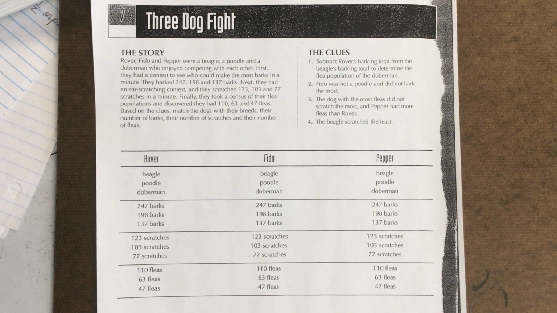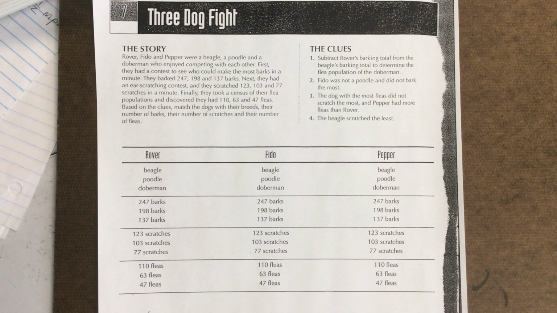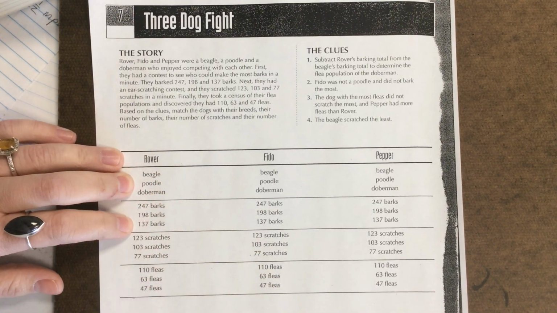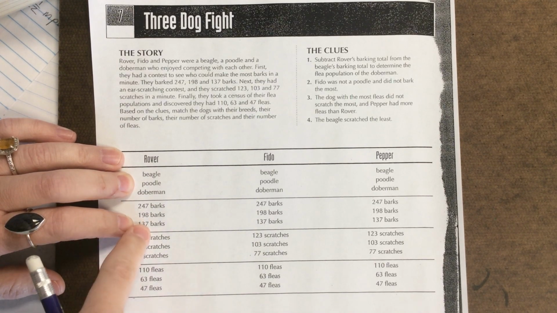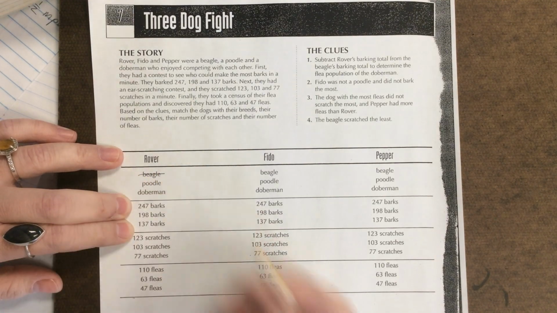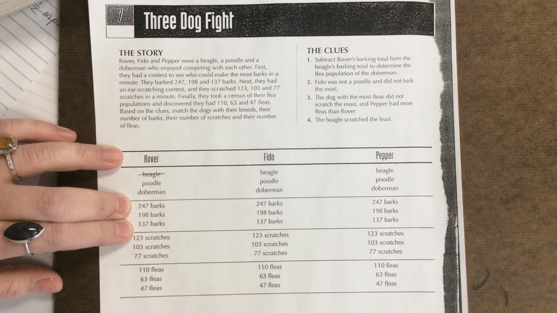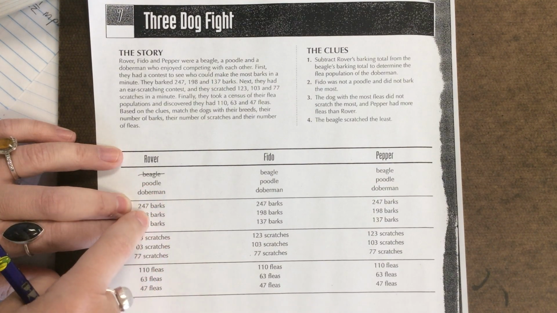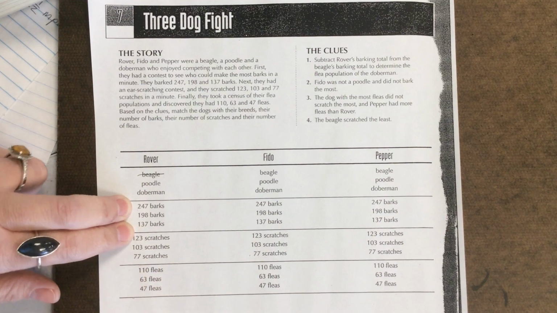All right, logic puzzle number 7. Here we go. The first one says, subtract Rover's barking total, which could be any of them, from the Beagle's barking total. So what that tells me right now is that Rover is not the Beagle, to determine the flea population of the Doberman. So we're going to have a barking total minus another barking total should equal a flea.